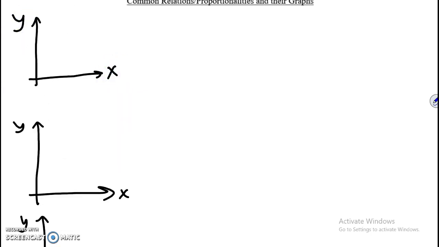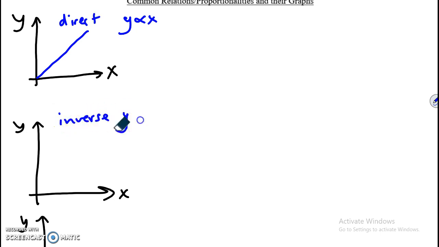All right, direct. That's when y is proportional to x, and the graph looks like this. Inverse. That's when y is proportional to the inverse of x, and the graph looks kind of like this.